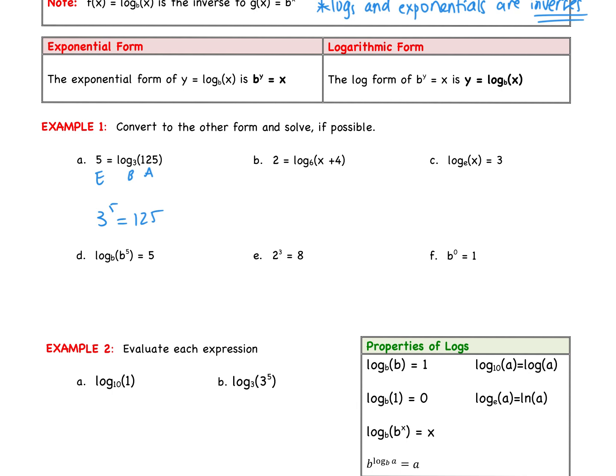So if you do the next one, again, if you remember BAE, base, argument, exponent. So we get 6 to the 2nd, base to the exponent, is equal to our argument or our answer of x plus 4. So this is the exponential form, that is the log form. Now, we need to solve for x if we can, which in this case we can. So 6 squared will give us 36. So then ultimately we get x equals 32.